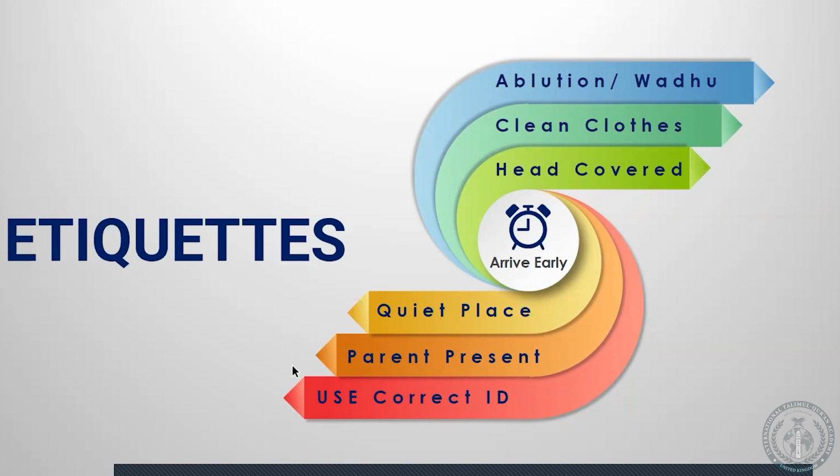We do request that a parent or an older sibling should be present with you so that they can help you as you need, and make sure that you have used your correct ID. This will ensure that you are assigned to your correct breakout room. And lastly, make sure to stay till the end. Don't leave the class until we have done the ending prayer.